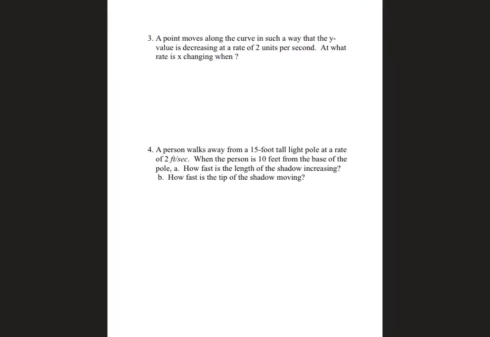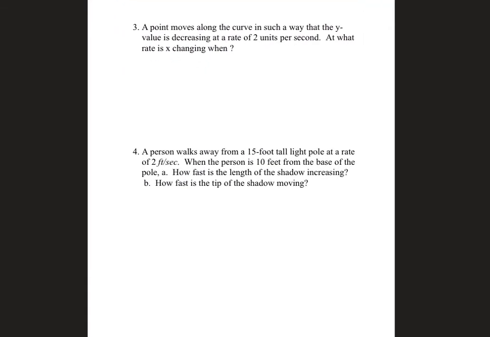I'm going to make this a little bigger again. Okay, so we have a point moves along a curve in such a way that the y value is decreasing by 2 units per second. So dy/dt is equal to negative 2.